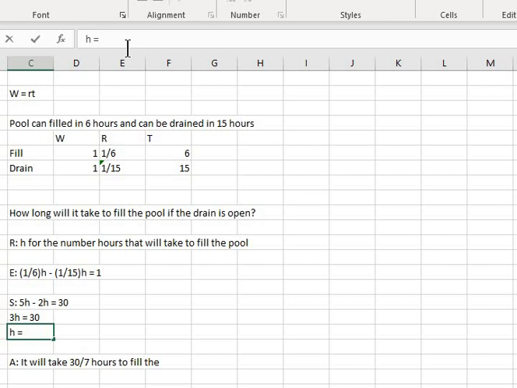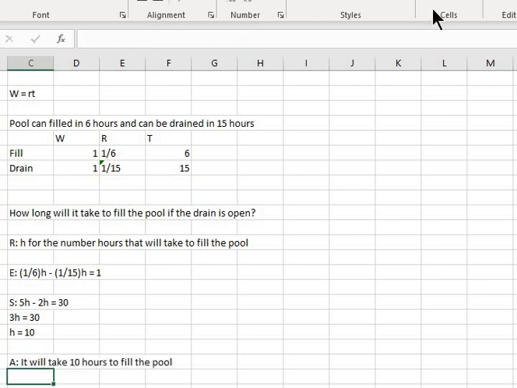Note that I noticed that I made a mistake, because 30 over 7 hours is just a little more than four hours. So it will be faster to fill the pool while the drain is open. Of course, that's impossible. I noticed that my answer there is wrong. So it will take 10 hours to fill the pool.